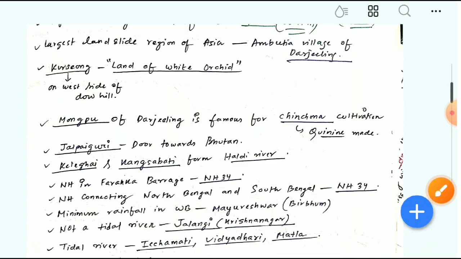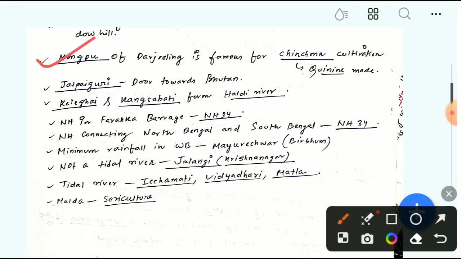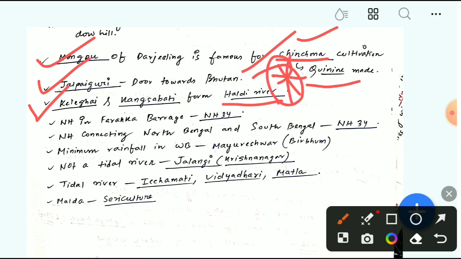Next is Mongpu of Darjeeling, which is famous for Chinkona cultivation, and Chinkona is used to make quinine, which is used for malaria. Next is Jalpaiguri. It is the door towards Bhutan. So from Jalpaiguri only you can go to Bhutan. And next, Keleghai and Kangshavati form the Haldi river. Very important. So the Haldi river is formed by Keleghai and Kangshavati.